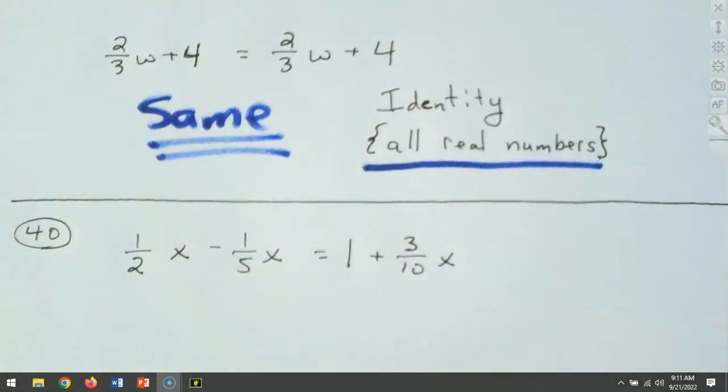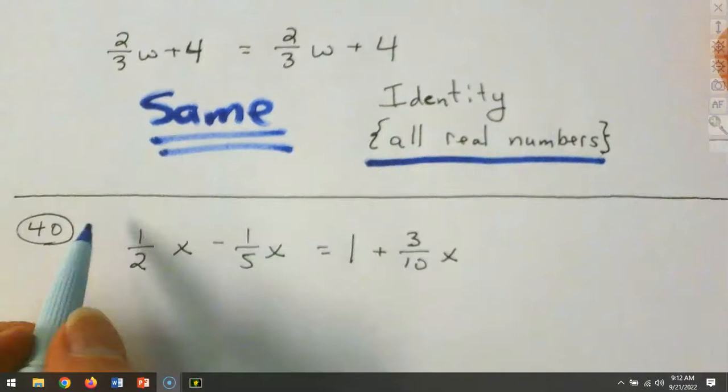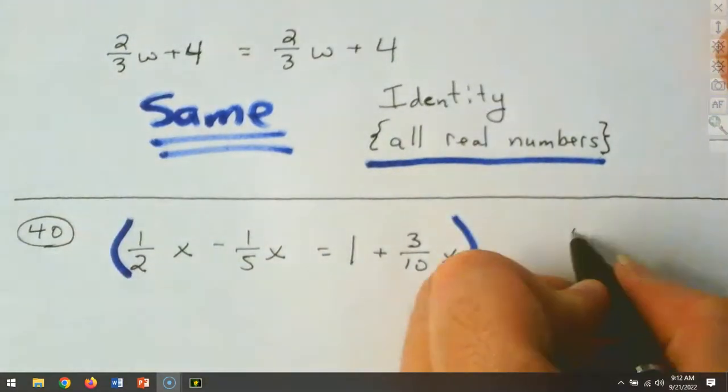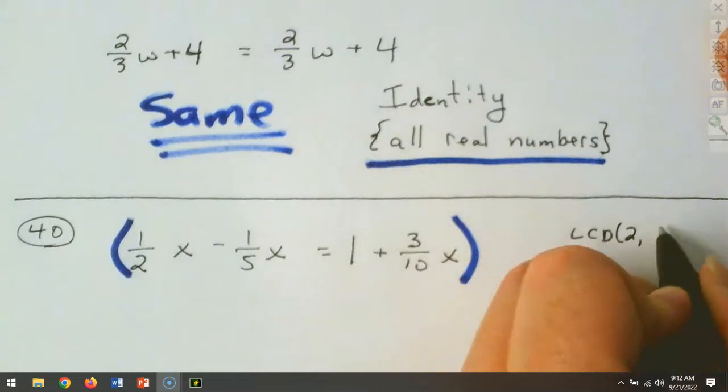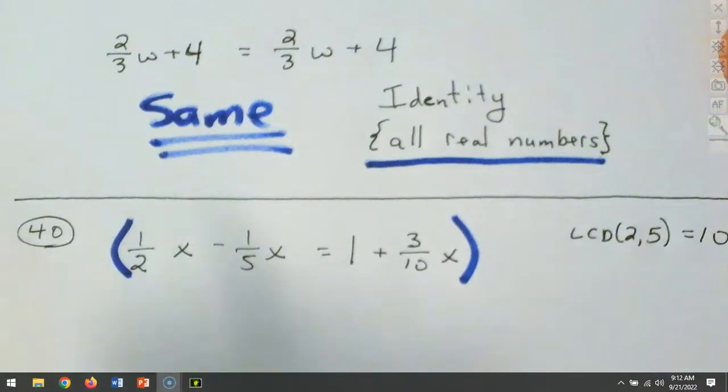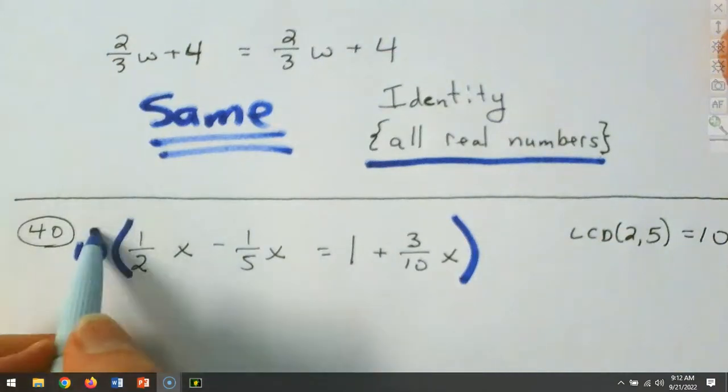Okay, I wanted to do the identity first. That's why I chose 41 first. So you'd see they are the same. Okay, question 40 is going to have no solution. And let's talk about why this one has no solution. Well, the first thing I should do is clear out my fractions. And the least common denominator of 2 and 5 is going to be what? 10. So I'm going to have to multiply everything by 10.